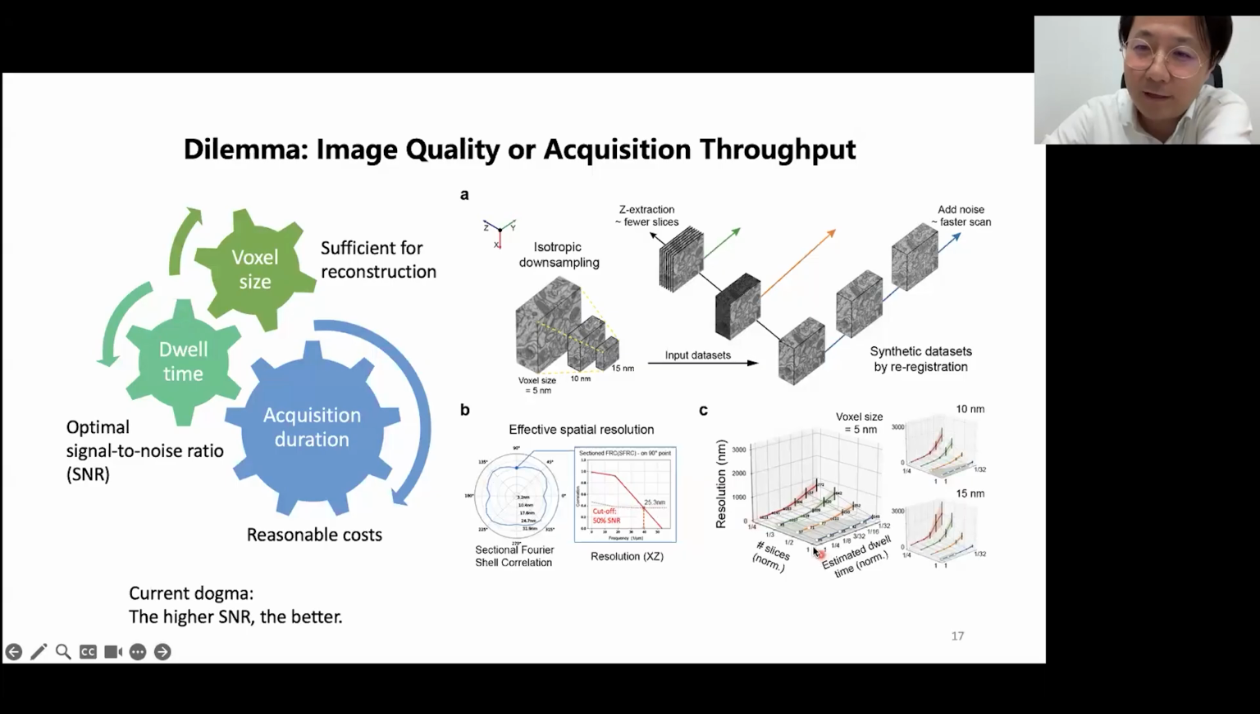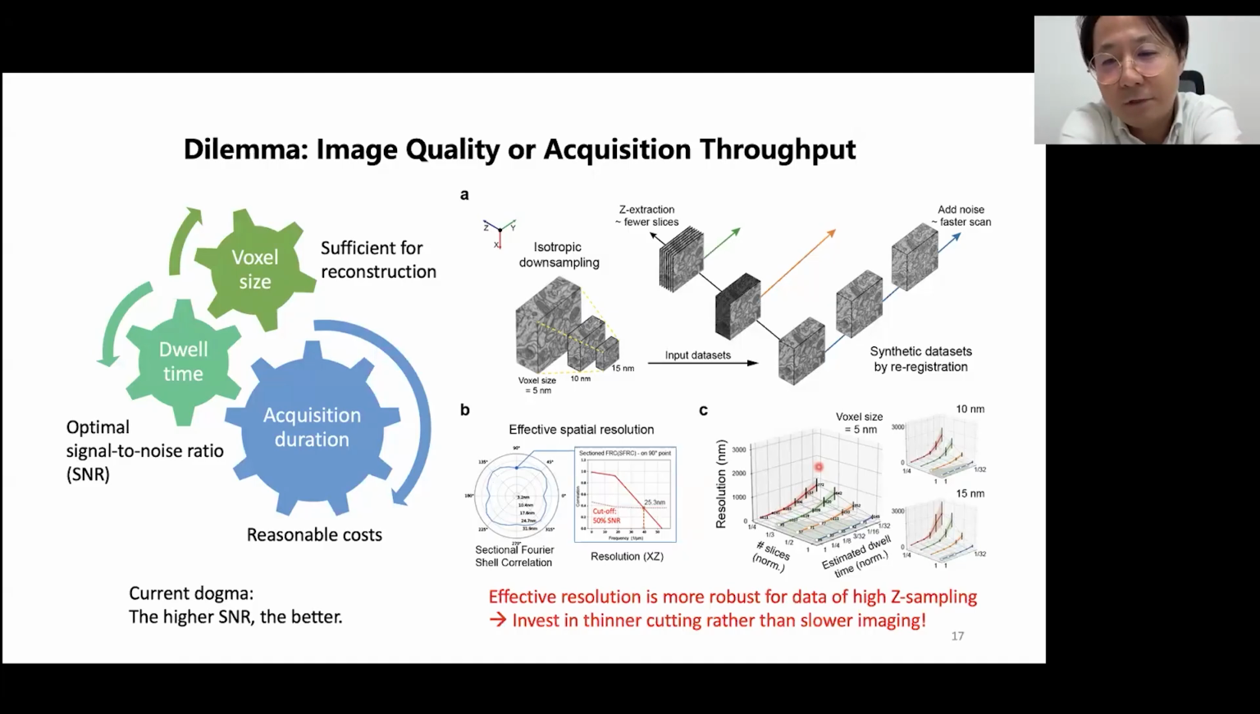Okay, what you will find is that at very high Z resolution, or Z sampling rate, the noise impact is very small. No matter how fast you image the volume, the data quality stays the same, but only at low Z resolution does the noise effect kick in. You will see the noise make your data quality worse in an accelerated fashion. So that tells us effective resolution is more robust for data of high Z sampling.